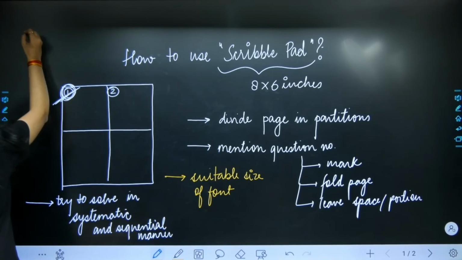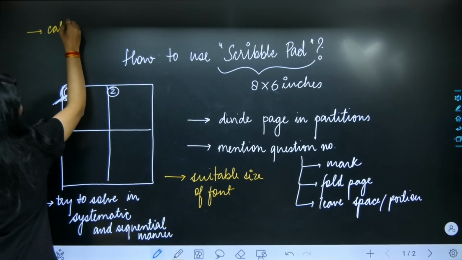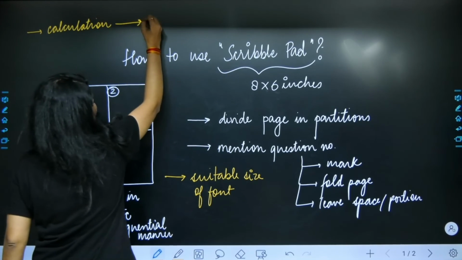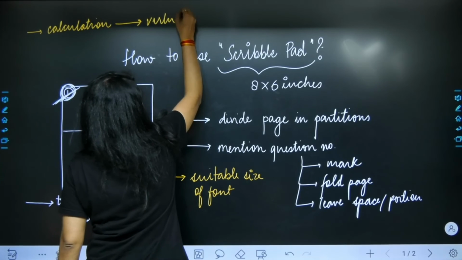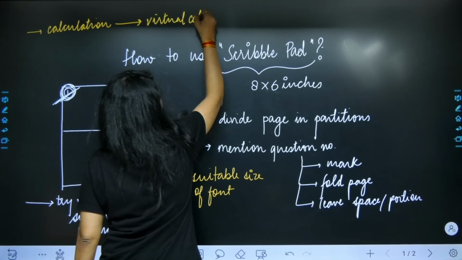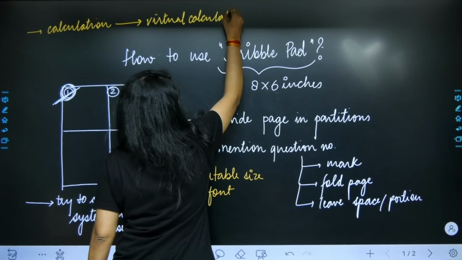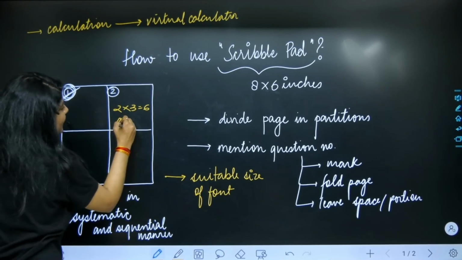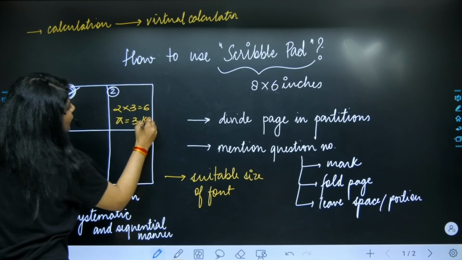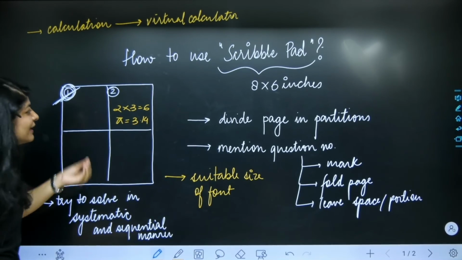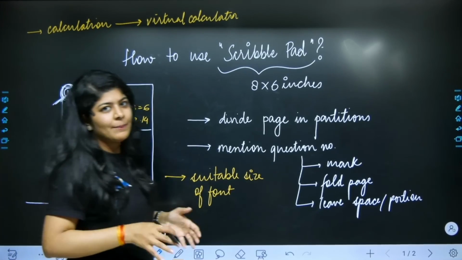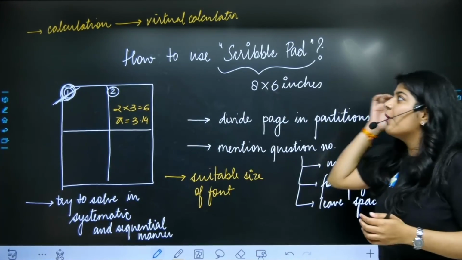And for the calculation, we can use our virtual calculator. There is no need to write 2 into 3 equals 6, or pi equals 3.14. We should not write such things in our scribble pad; we can do the calculation in our virtual calculator.